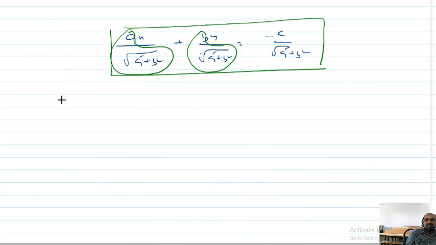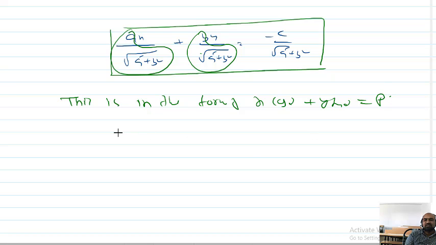So this is in the form of x cos alpha plus y sin alpha equal to p. That is, if a by root over a square plus b square equals cos alpha, then b by root over a square plus b square becomes sin alpha.